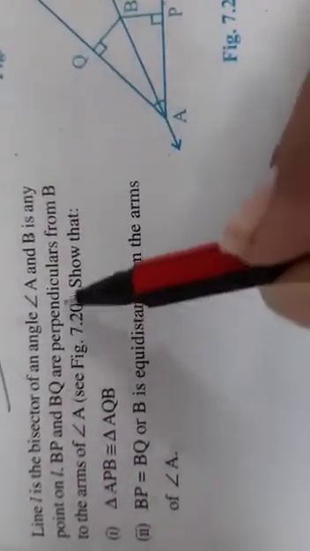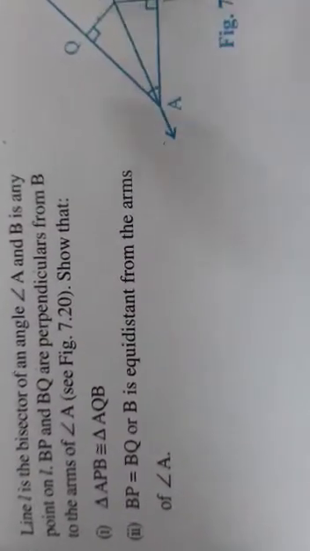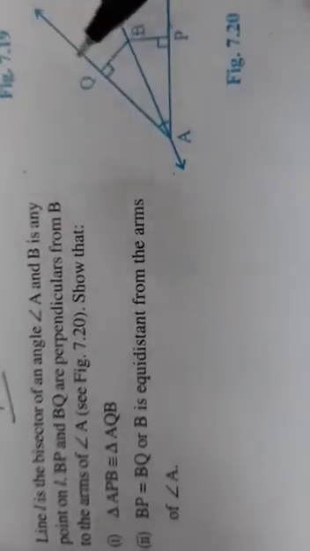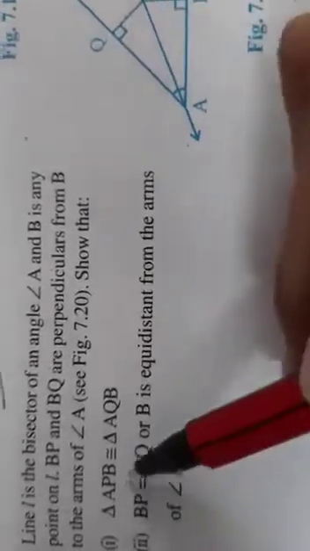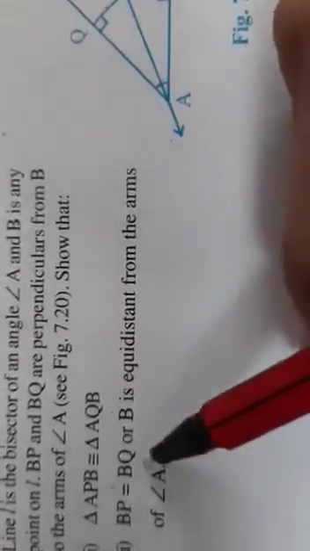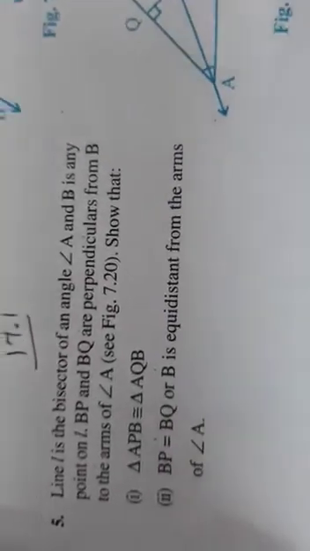BP and BQ are perpendiculars from B. This BP and BQ are perpendiculars. If they are perpendiculars, it means they make this angle of 90 degrees. Clear? So, show that these two triangles are congruent. BP is equal to BQ. These two things we have to prove congruent. Clear? So, come on. Which triangles do we have to prove congruent?